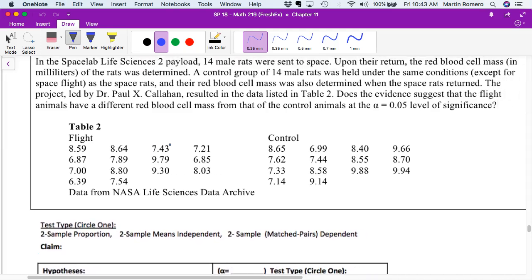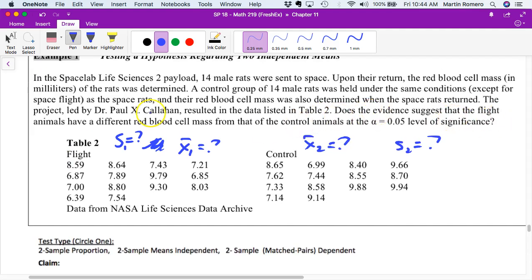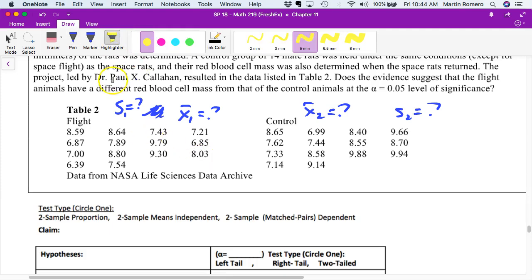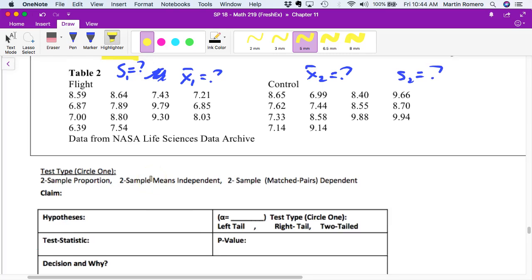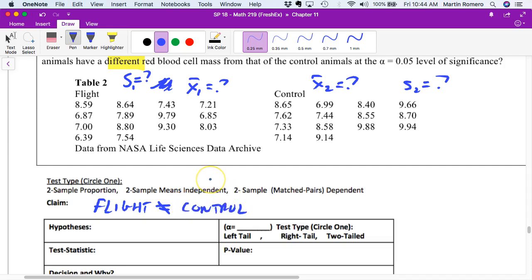To run the hypothesis test, we have the sample mean for the first group. What is that equal to? We need the sample standard deviation for the first group. We need the mean for the second group, and then the standard deviation for the second group. We need those values. What we're interested in testing is: does the evidence suggest that the flight animals have a different red blood cell mass? Different. So in this case, what we're saying is that the flight rats are somehow different than the control rats, those who stayed back at home under the same conditions.